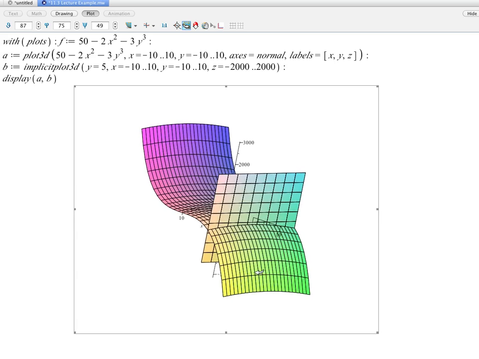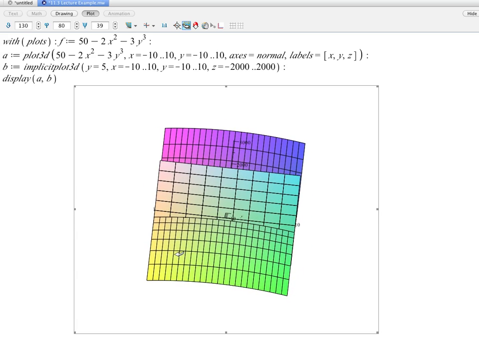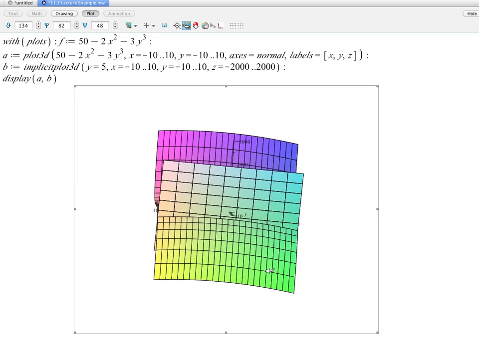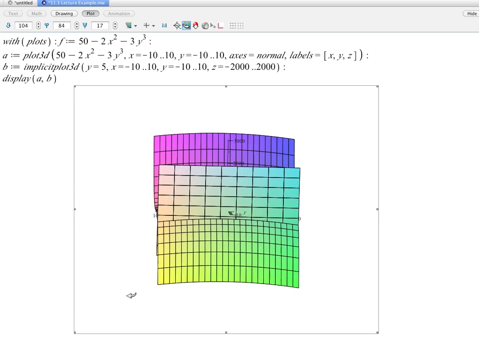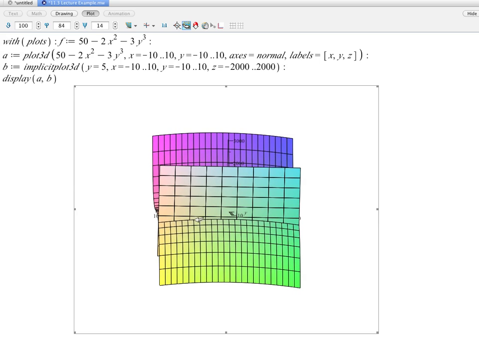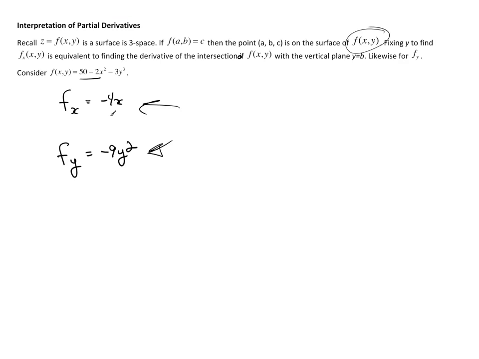Now when I look at this plane, what I can clearly see at the intersection is some type of curved line. Well, that's a quadratic of some type. So if I take the derivative of a quadratic, what I expect to get is something linear. And that's exactly what I have, because in reference to x, I have a quadratic. So the partial with respect to x, once I fixed y, is in fact a linear function.